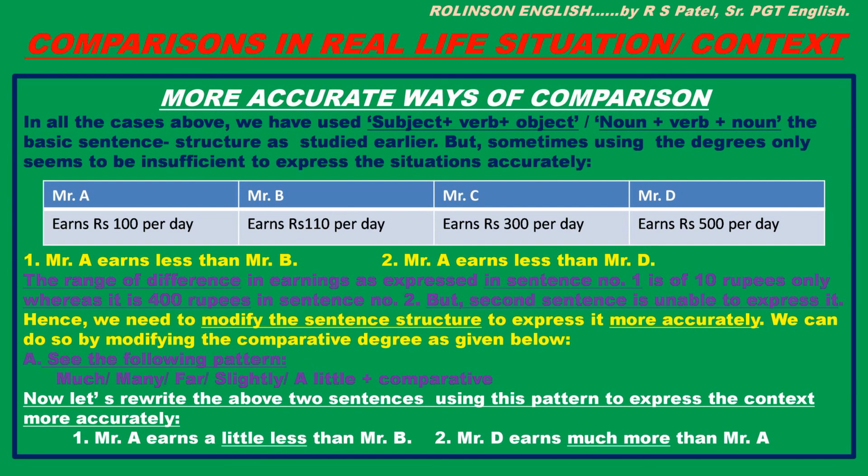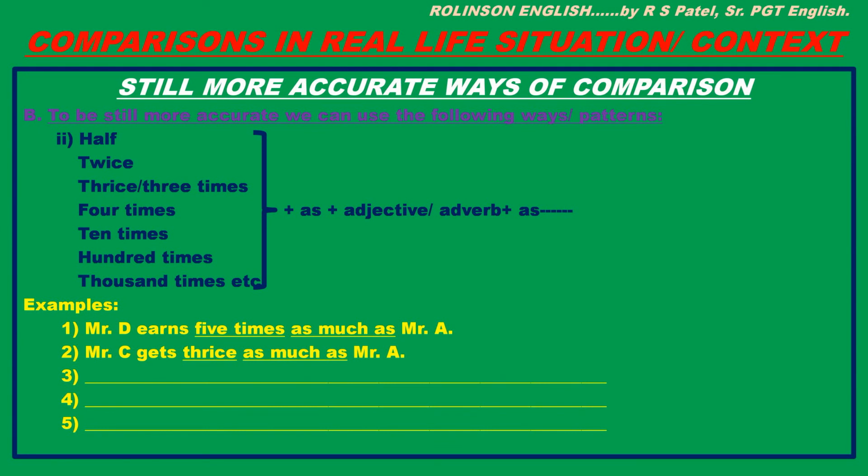Same for sentence 2 above and sentence 2 here. You can mark the difference. Mr. D earns much more than Mr. A. This is more accurate, certainly. So let's use these modifiers of comparative to be more accurate. Still, to be more accurate, we can use another way.